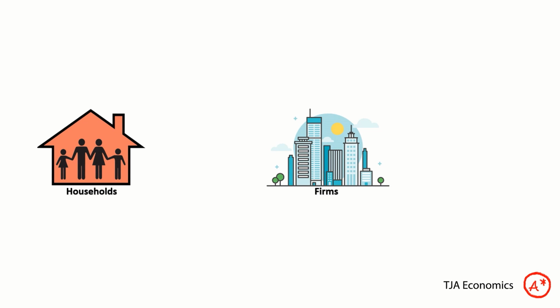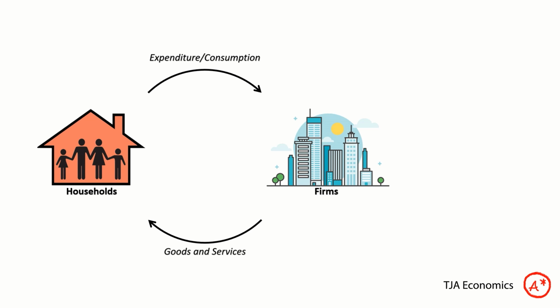So at this most basic level, we have households made up of people just like you and me. We have firms, businesses that make goods and services. And at this most basic level, what do consumers do? Well, they consume and they spend money on goods and services. So at its most basic level, this is the first circular flow indeed, that we can see in this model.